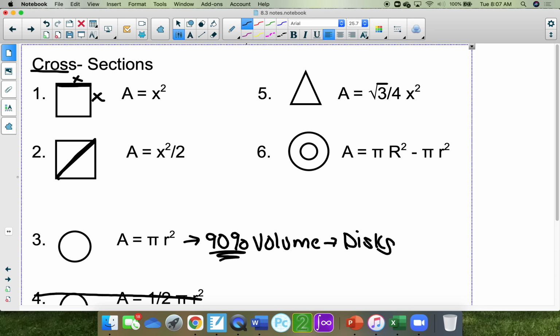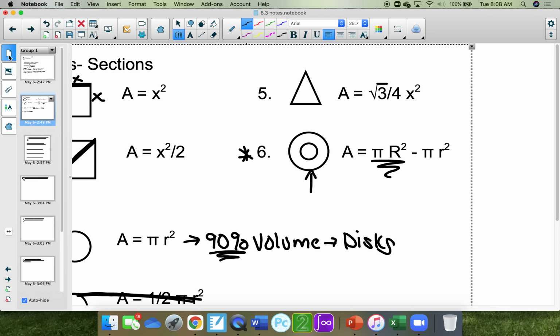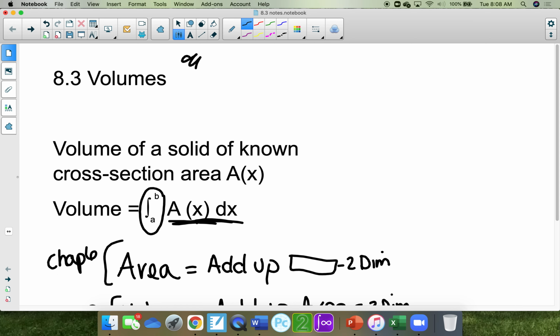Don't worry about 4. I haven't seen half circles in there. They might want to put equilateral triangles in there, and it's the square root of 3 over 4 x squared. And then this is a washer. This is a circle inside of a circle, which is pi r squared minus pi r squared. And I'll talk about number 6 later as we go. So the first part of the assignment is just learning how to set this up.